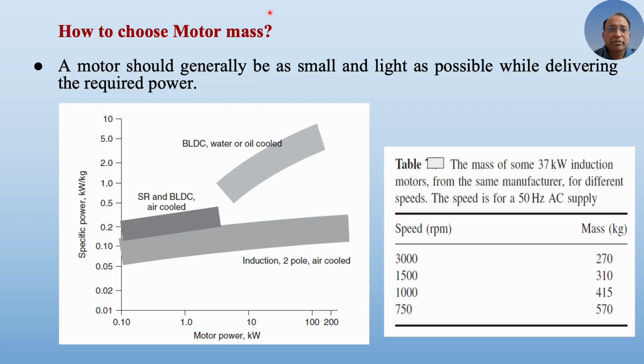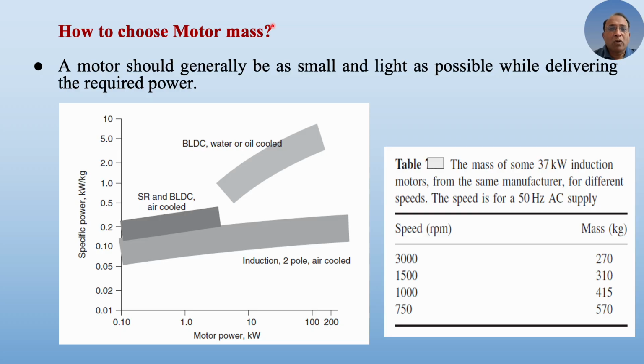Similarly, for the switch reluctance motor and brushless DC motor, which are air cooled, we observe that this is a slightly darker gray area. This offers marginally better specific power rating per kilogram of motor, but although it is offering us marginally better specific power rating, it is limited to a limited range of motor output, maybe up to something like 5 kilowatt, from 0.1 kilowatt to 5 kilowatt.